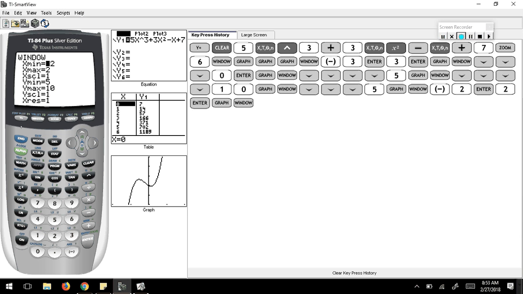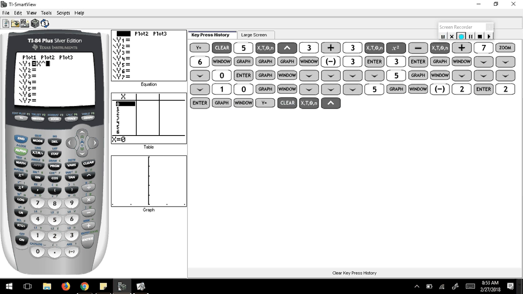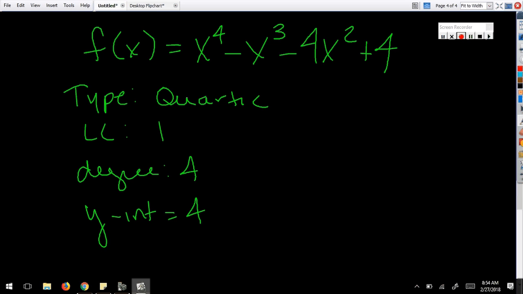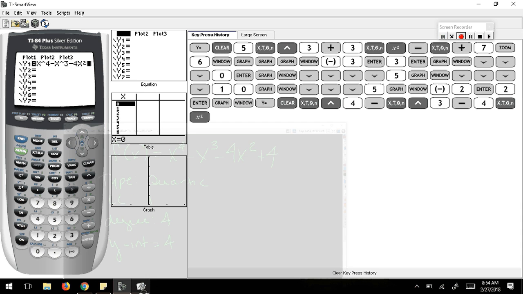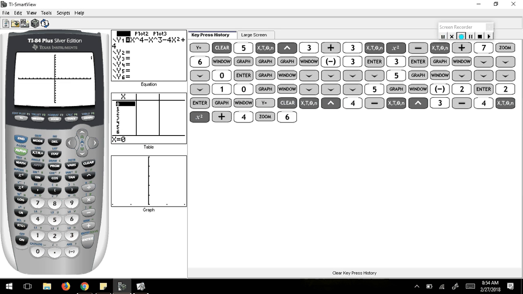x to the fourth minus x to the third minus 4x squared plus 4. I'm going to start out with a zoom 6 because that's a 10 by 10. It's actually not a bad window as it sits right now. You could actually use that window, okay.